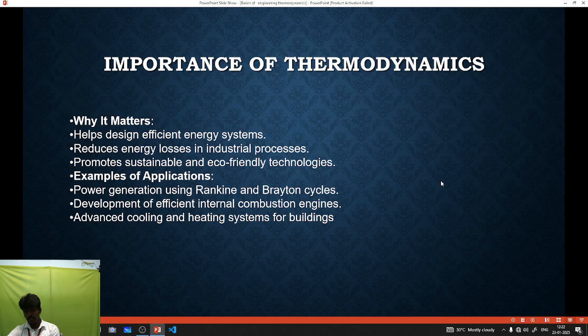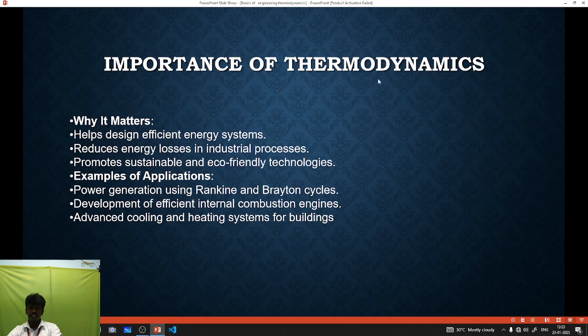Importance of thermodynamics. Why is it used in engineering? We design new energy systems depending upon thermodynamics, how it works and how it plays a vital role, what factors influence a thermodynamic system, and how heat transfers from one point to another. What are the main factors? Consider pressure, temperature, energy and work, and how energy losses are introduced in industrial processes, and how to make sustainable and eco-friendly technologies.